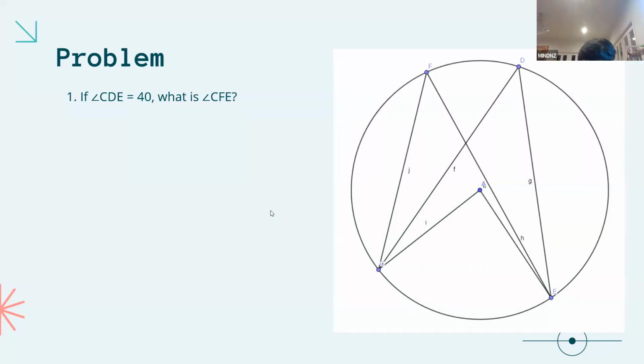Okay, next slide. This is the theorem. I have no idea what it's called. And to prove it, we just do the same thing. Angle CFE and CDE are both half of angle CAE, so they're equal. Any questions?